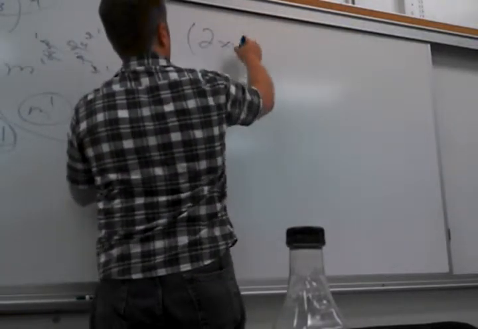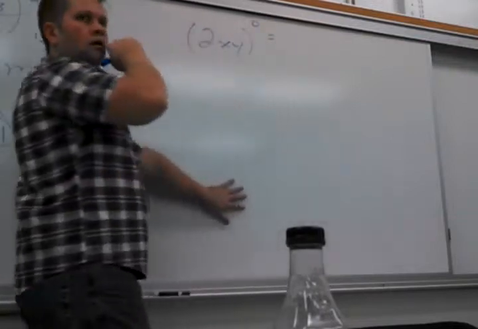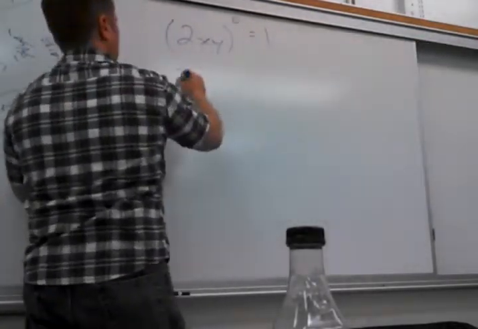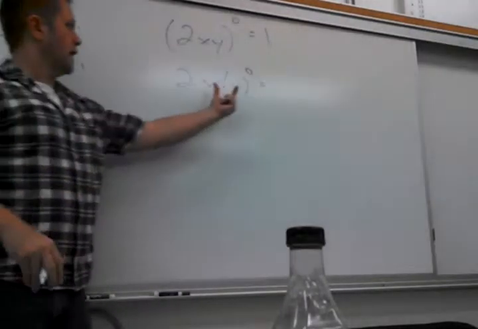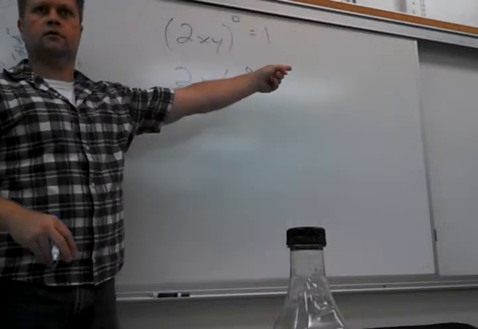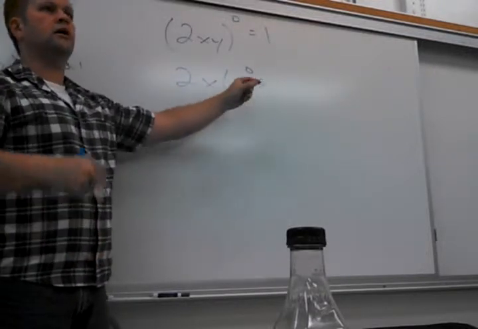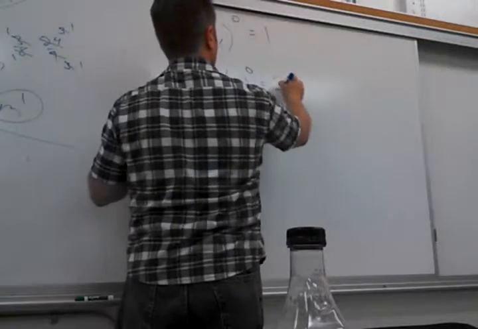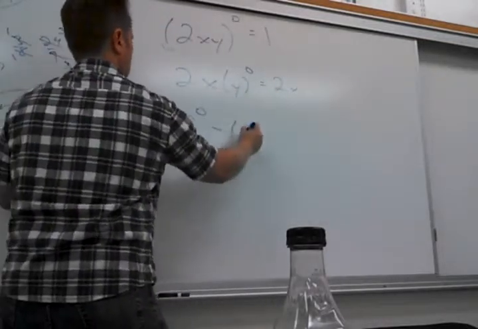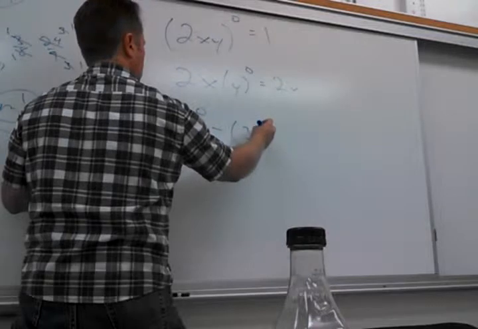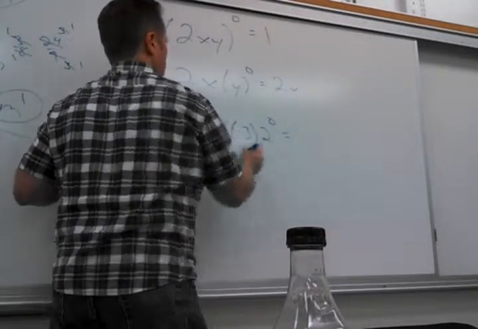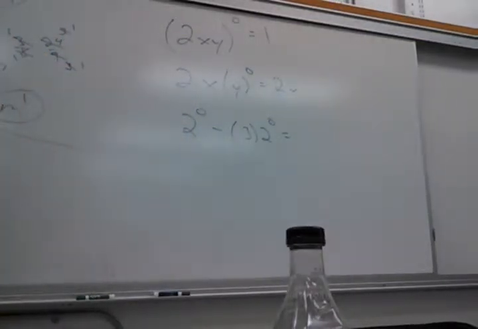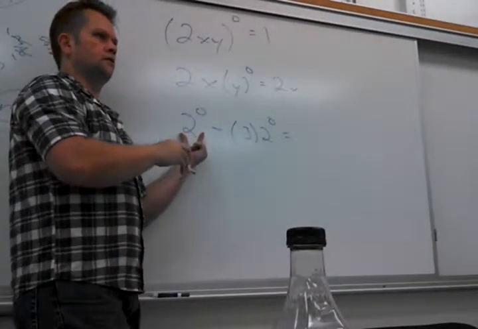Okay, good. So what's this? 1. Yeah. What's this? 2x. Beautiful, because 1 times 2x is 2x. Only the part that's being raised to the 0 power becomes 1. So what's this? What you got, Jeff? I don't know. 2. Negative. Yeah, so this is 1.